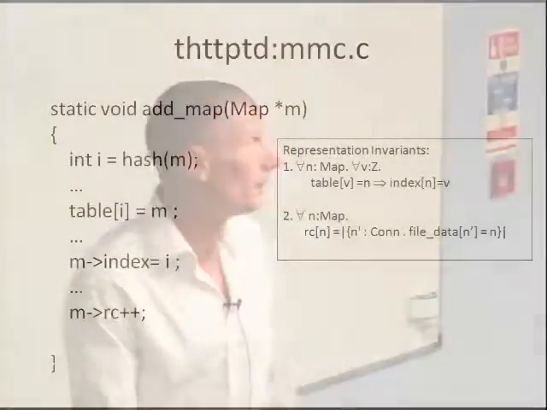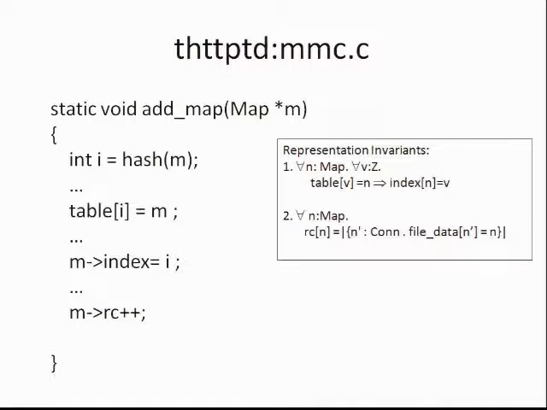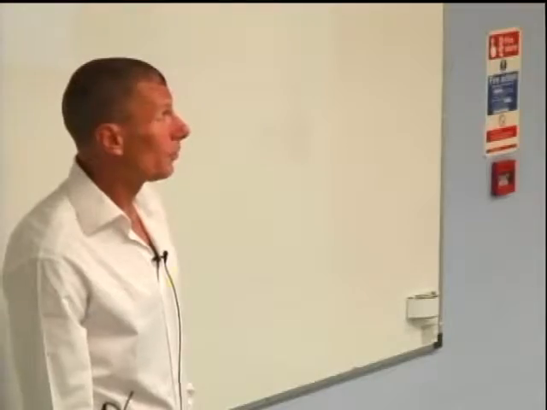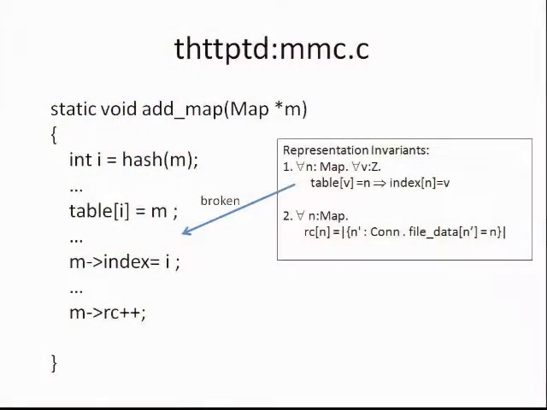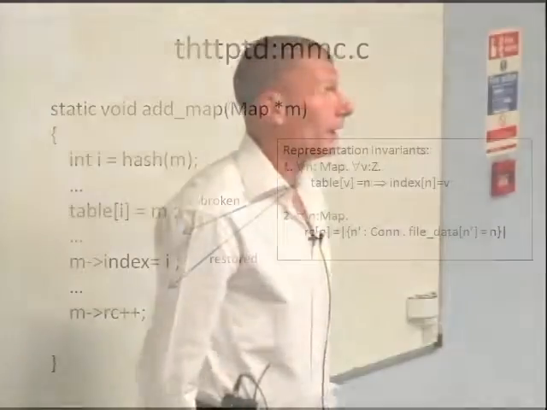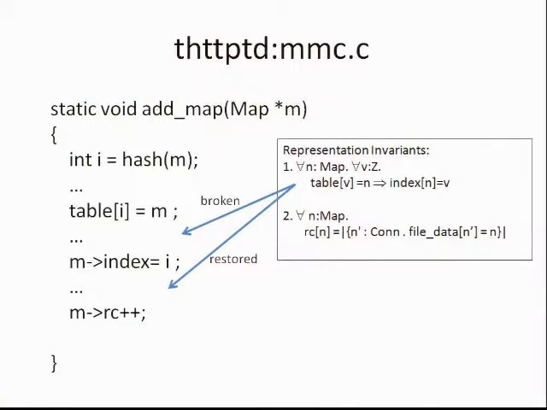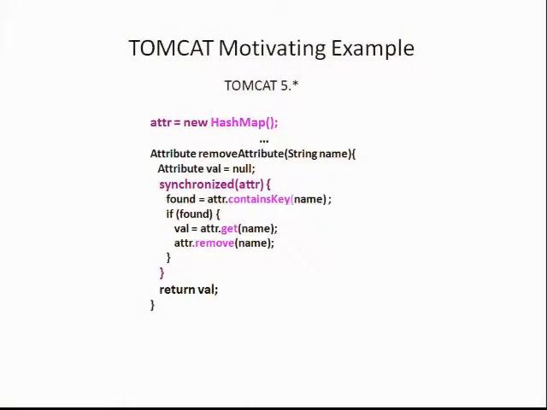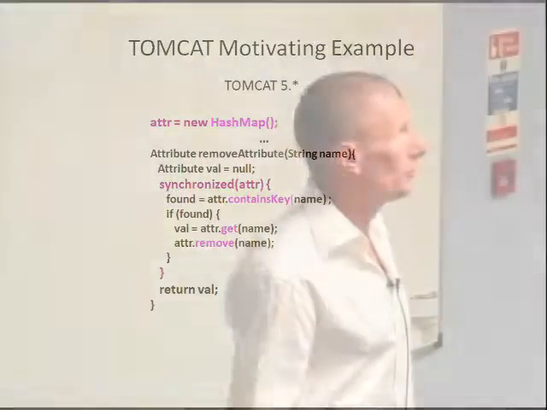And you can verify them with shape analysis, but it gets tricky. Why does it get tricky? I'm just showing you a very, very simple part of the code. What happened here is that this invariant is actually broken, and later on it is restored. And this is common. Small invariants are broken and restored, and even if the individual data structures are correct, things can get problematic. Maybe I can give you another example that has to do with Java.